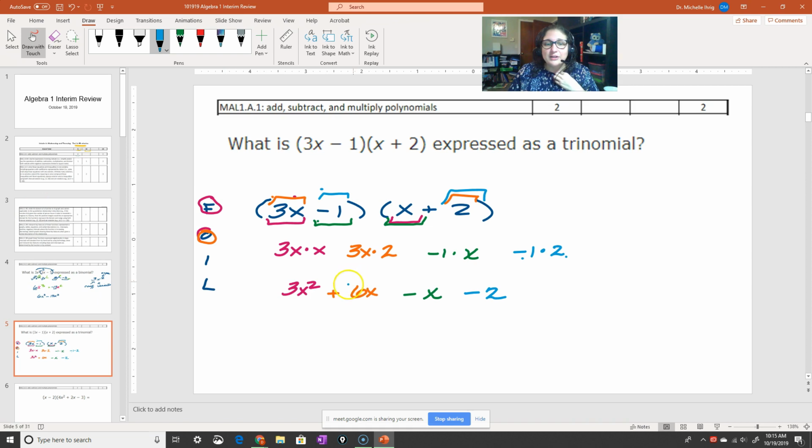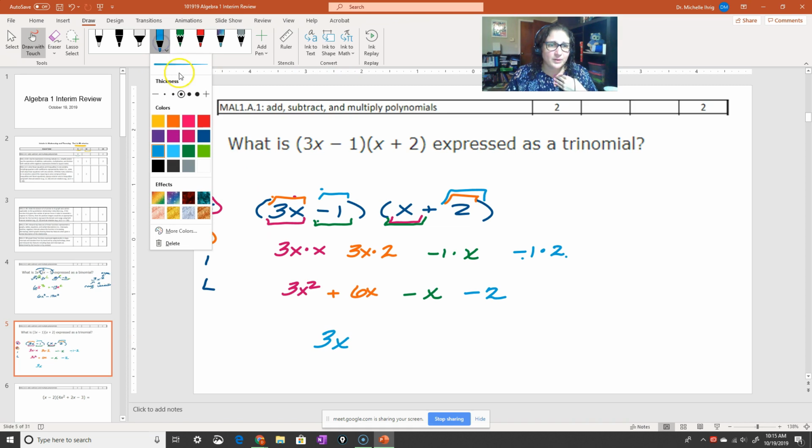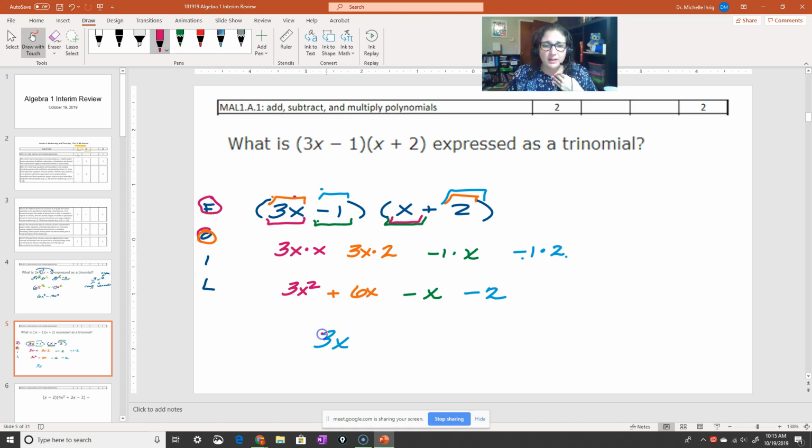So when I combine like terms, I think, okay, here's 3x squared. Is there anywhere else that I see x squared? No. So I'm just going to write down my 3x squared. And I'm going to write it in that magenta. So here's our 3x squared.